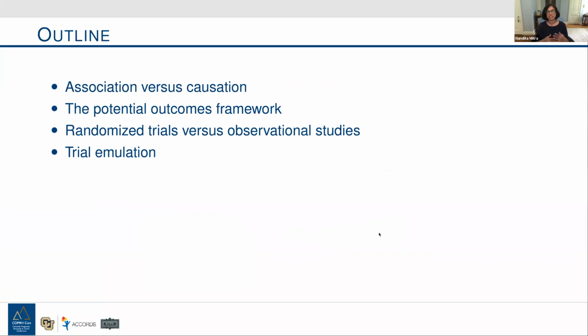So what I'd like to do is just start off by talking a little bit about association versus causation, specifically using the potential outcomes framework. So I'll introduce the potential outcomes framework and talk about how we can think about association versus causation. And then using the same framework, we'll talk about randomized trials and how they differ from observational studies. And then really the focus will be, if you're analyzing an observational study, how can you make causal inference using something called target trial emulation?